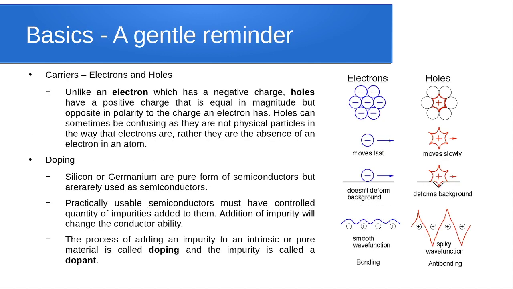Now let us have a throwback on certain things that we already know. It's like a gentle reminder. In a semiconductor, the current carriers are electrons and holes.